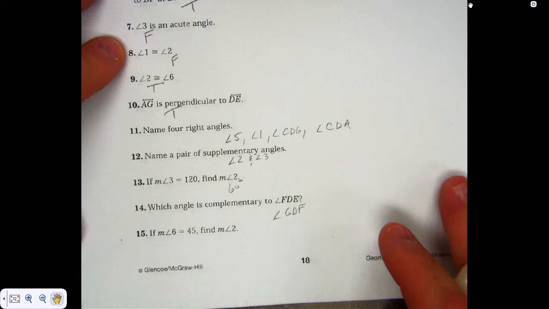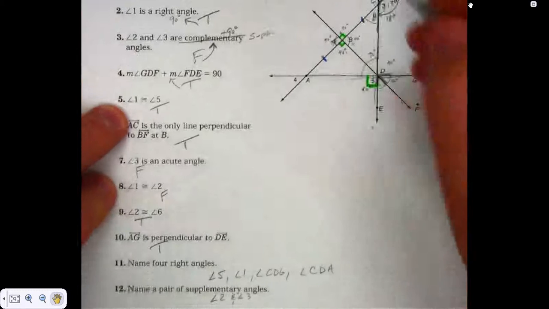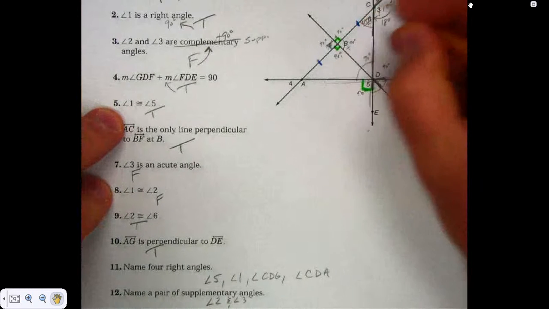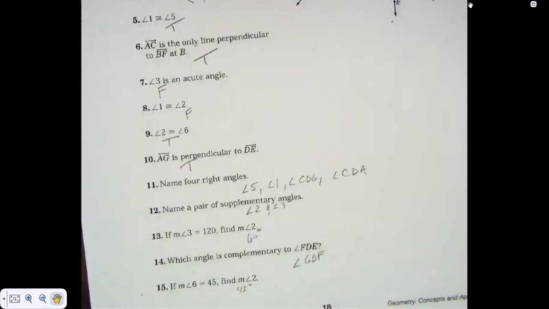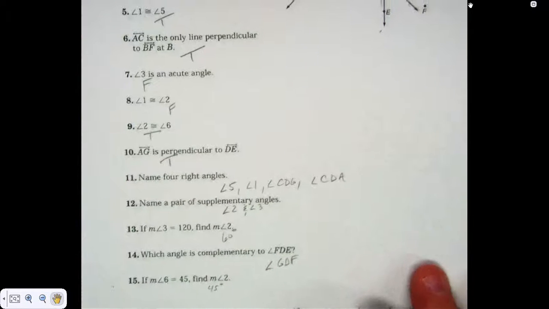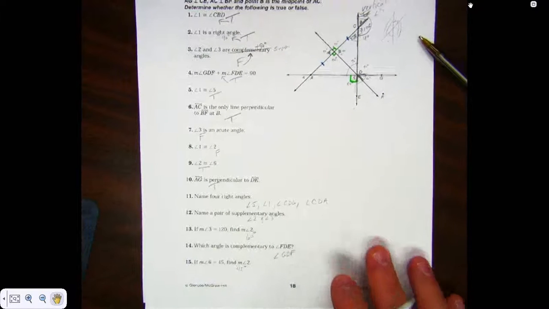Measure of angle 6 is 45. What's the measure of angle 2? Okay, if the measure of angle 6 is 45, what's the measure of angle 2? 45. Not so bad, huh? Now, you'll probably have a set of problems like this on your homework, won't you?